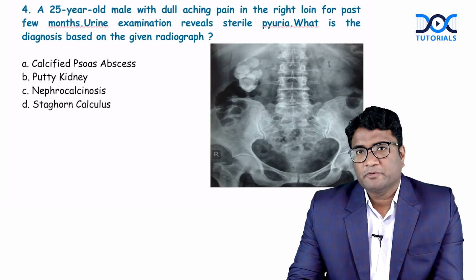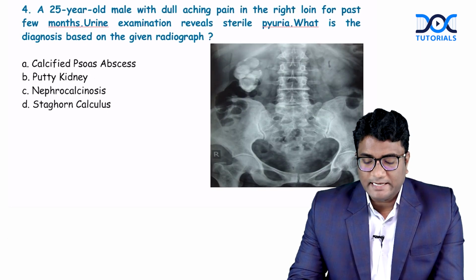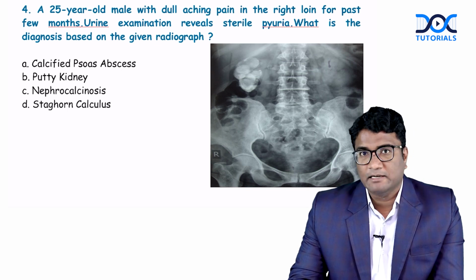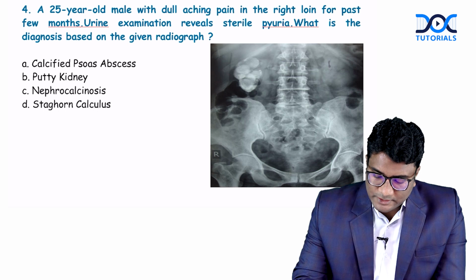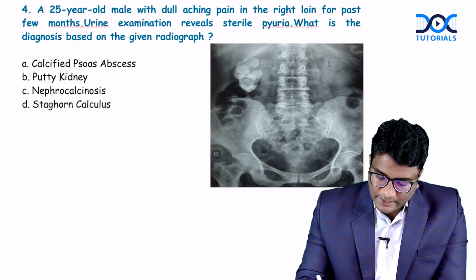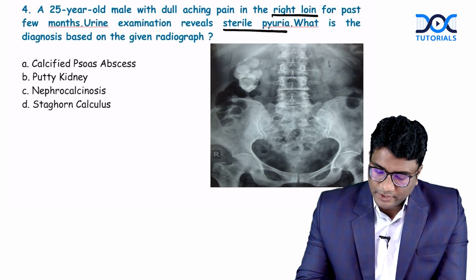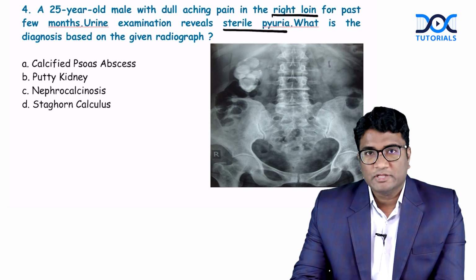Next, again a repeat question. A 25-year-old male with dull aching pain in the right loin for the past few months. Urine examination reveals sterile pyuria. So, there is a patient with right loin pain and sterile pyuria. What is the likely diagnosis based on the given radiograph?